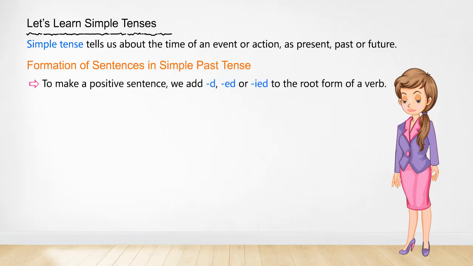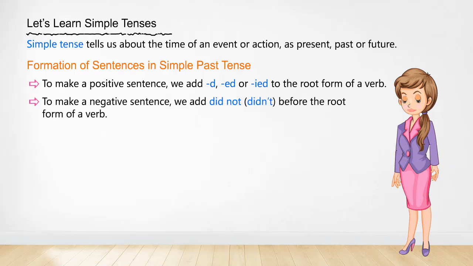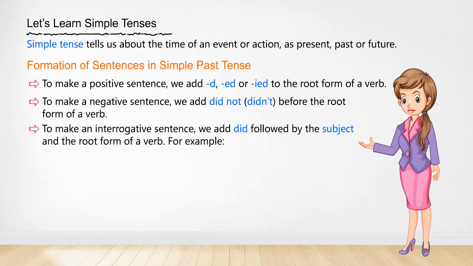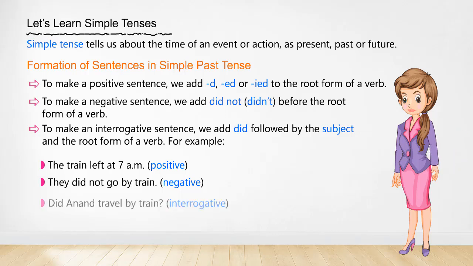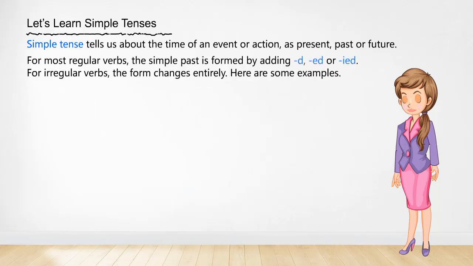To make a positive sentence, we add d, ed or ied to the root form of a verb. To make a negative sentence, we add did not, didn't before the root form of a verb. To make an interrogative sentence, we add did followed by the subject and the root form of a verb. For example, the train left at 7 a.m. Positive. They did not go by train. Negative. Did Anand travel by train? Interrogative. For most regular verbs, the simple past is formed by adding d, ed or ied.